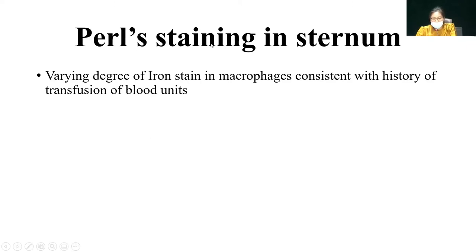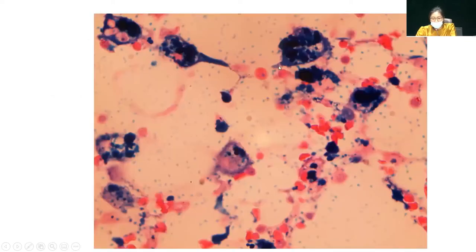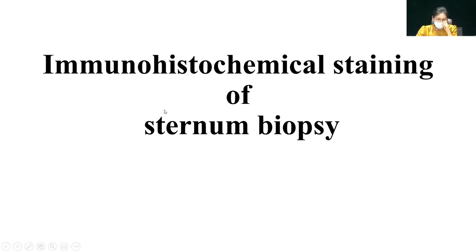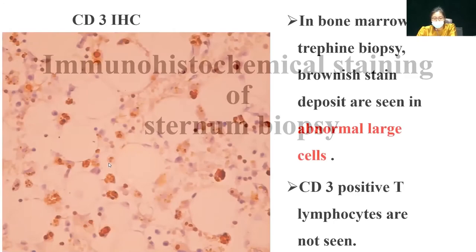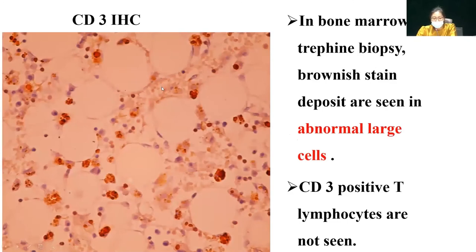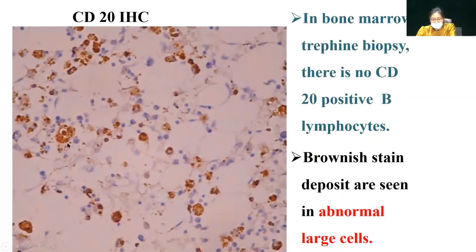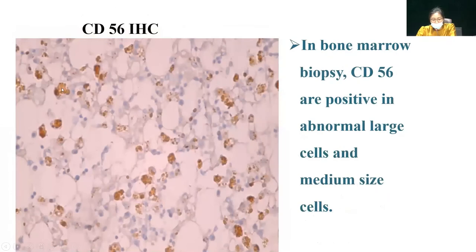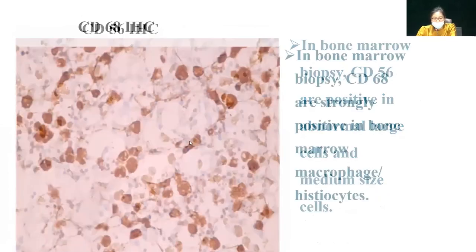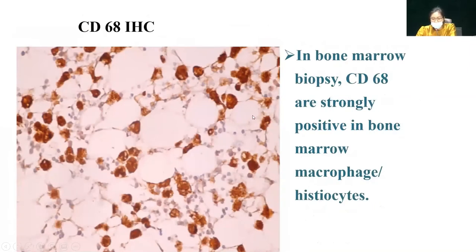We also did an iron stain on the sternum. There were various iron-stained macrophages consistent with a history of transfusion of several blood units. Here is the iron granule in the cytoplasm. Then we proceeded with IHC staining on the sternum biopsy. We used CD3 for T lymphocytes, CD20 for B lymphocytes, CD56 for NK cells, and CD68 for macrophages. In the bone marrow biopsy, CD3, 20, and 56 only stain the abnormal blast layer. CD3 stains the blast layer, CD56 stains only the blast layer. This is the CD68 stain for macrophages. It shows strongly positive in the bone marrow macrophages and histiocytes.